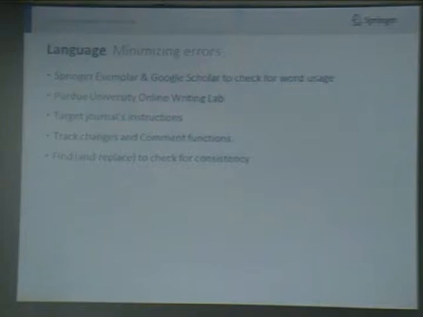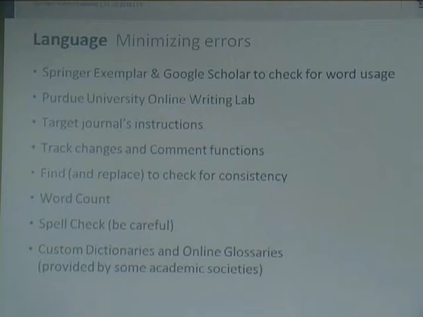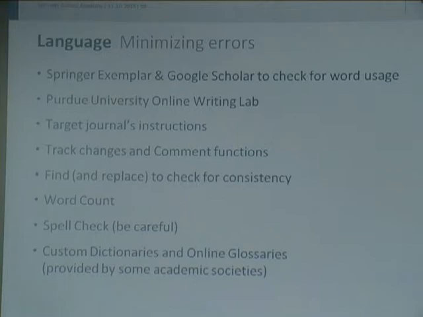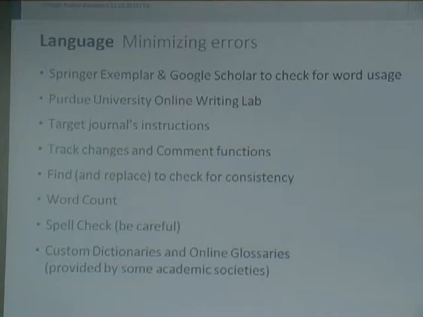We have, for example, Springer Exemplar and Google Scholar, where you can actually check how many times a word is used, especially a word which is not used often. Purdue University Online Writing Lab is free. Go there, take their online course, use their resources because they help you a lot. And you have to follow the instructions of the target journal. So sometimes they would tell you to write in American English or British English.